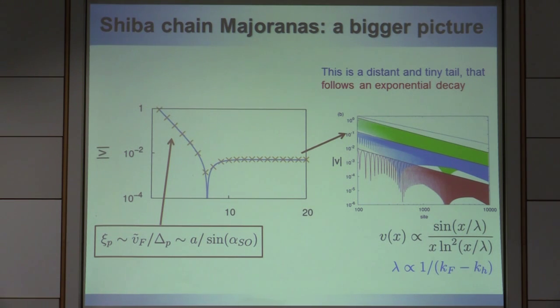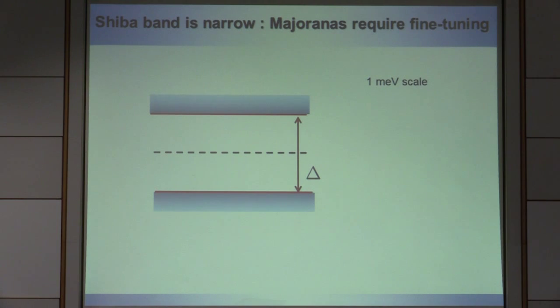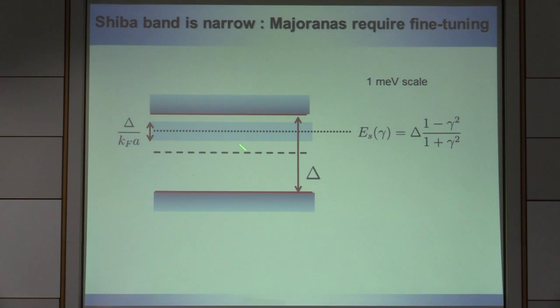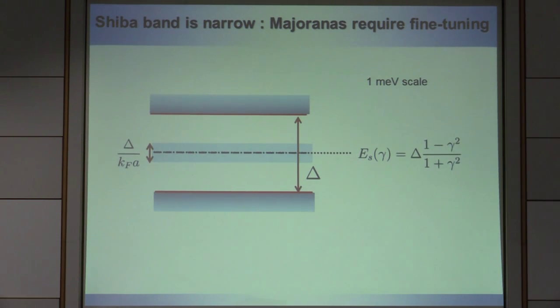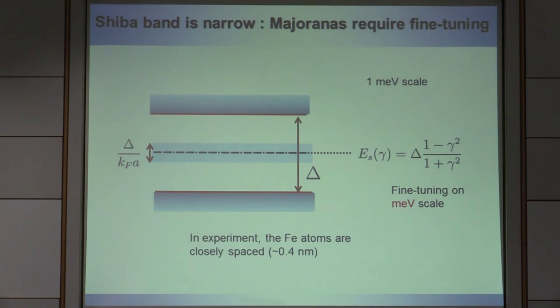So that's basically the picture for a chain of Shiba states where atoms are far away from each other, and there are no direct hops between the atoms. Now, the drawback of this model is that we had to assume some fine tuning. So we had to assume that this Shiba band, which is delta over kF a, is somehow tuned to the Fermi level so that there are electrons in this band. And that requires fine tuning on the scale of meV, and it requires very fine tuning of gamma to 1.